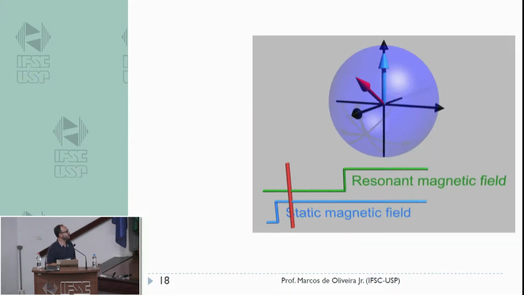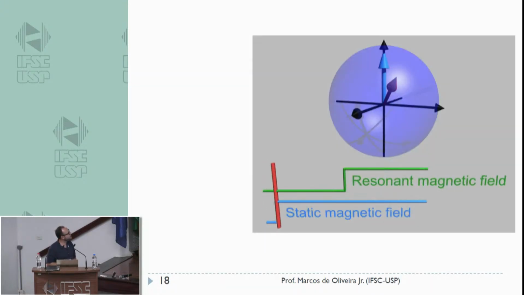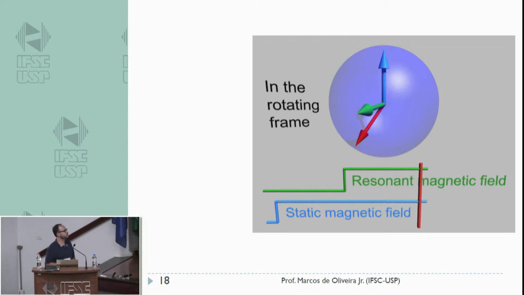So this is more or less what I explained. In the beginning, you have here the precession around Z. Then you move to a rotating frame. The magnetization is frozen in the rotating frame. And then when you turn on B1, the magnetization is spinning around the B1 field.